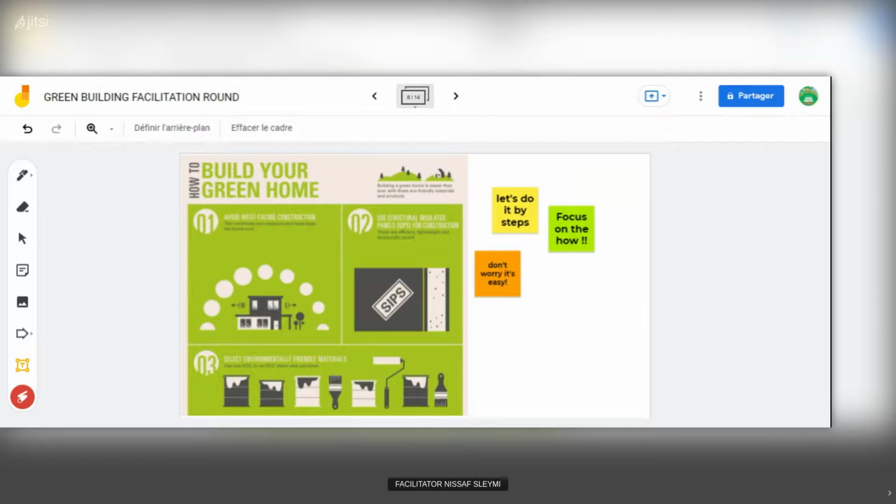Third step, you have to select environmentally friendly materials. This is what I'm going to say, like using low-VOC conditioners, or using low-VOC stains and varnishes. This is a kind of eco-friendly material that does not contain chemical products. You have to pay attention to every material that you are going to use when you are starting to build your green home.